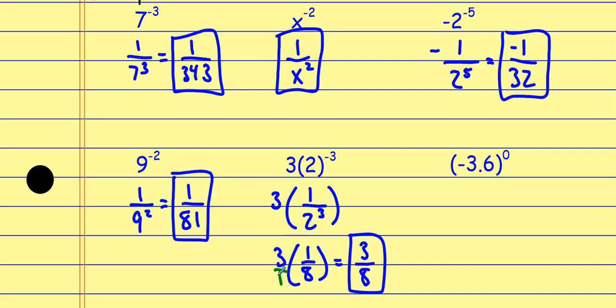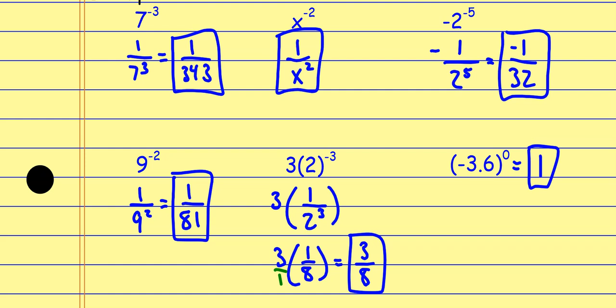Oh, here we go. See the parentheses around that negative 3.6? So that whole thing raised to the 0 power, anything to the 0 power is 1, okay? And the reason it's a 1 this time instead of a negative 1 is because we have that negative in parentheses. If that negative wasn't in parentheses, then it would be a negative 1 because we do the 1 and the negative would just tag along on the outside.